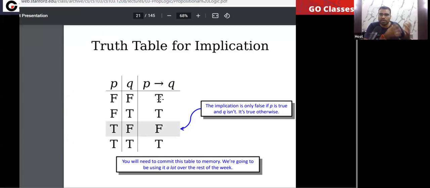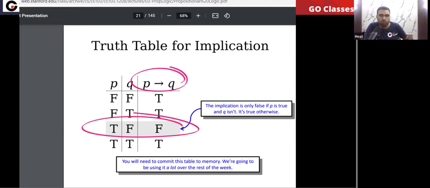I have already given you the airline example. If you understood, very good. If you did not understand, then you should remember this table. I am not the only one saying this; you can see Stanford is saying you should remember this table. This is very important. And remember, the only way to make an implication false is P true, Q false.